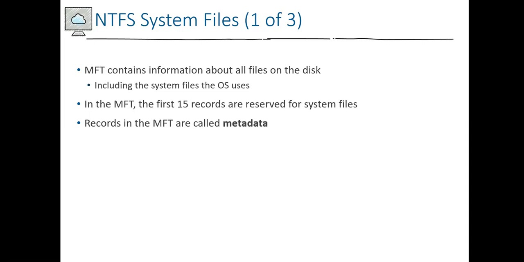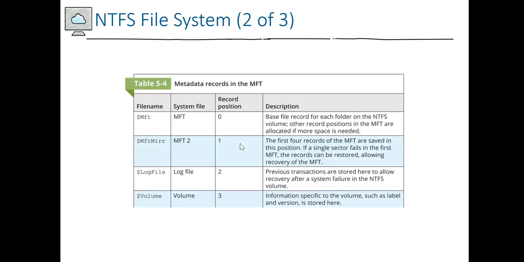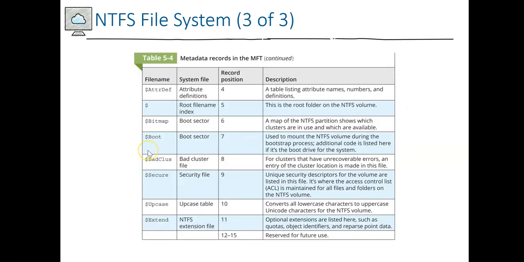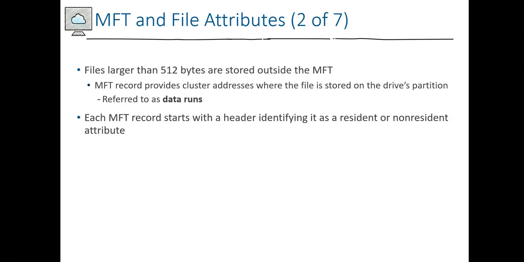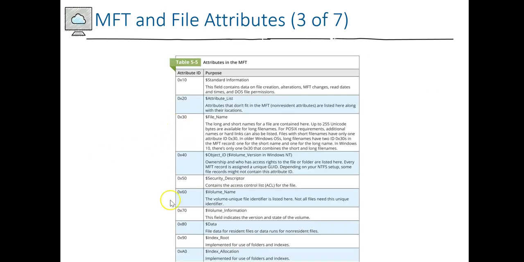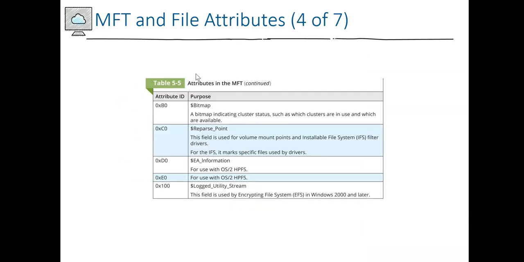In NTFS we also have something called MFT, which is metadata. The metadata is information about the files, such as volume, log file, attribute, bad cluster, bad sector, and stuff like that. Every file's information has an attribute ID, and this ID has some values. Again, this is some other information. We don't care about it. This is too deep, just if someone needs to investigate more details.